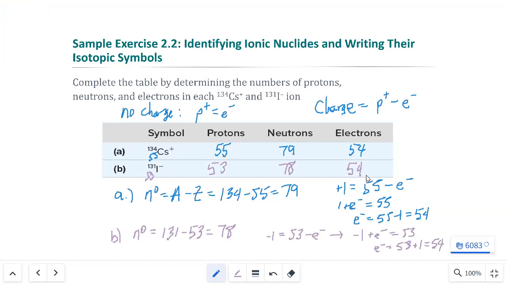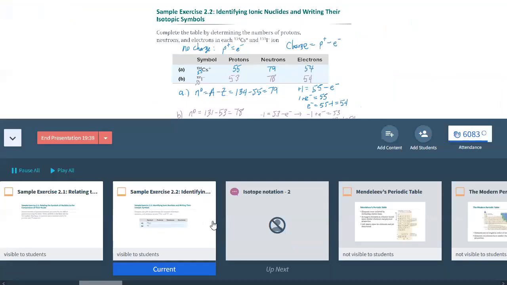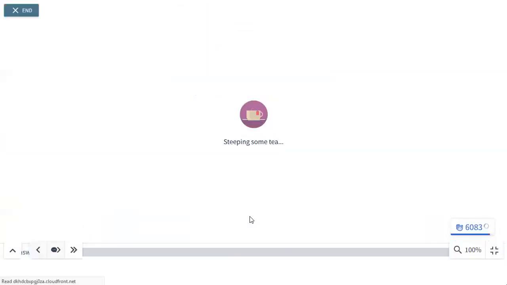So here in this particular exercise, we've just added that one extra little piece to it. That extra little piece being, what if we have some sort of charge on the element in addition to the atomic number and the mass number? Any questions with how to handle those?